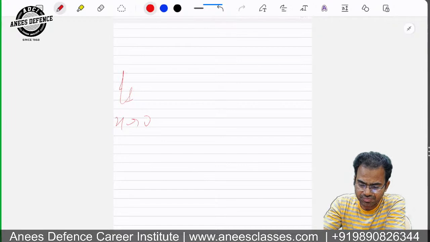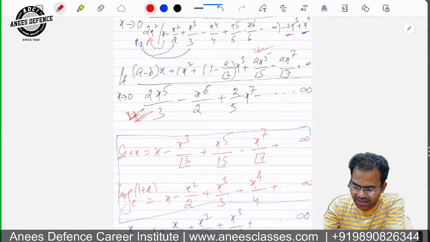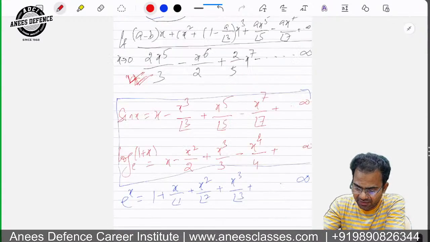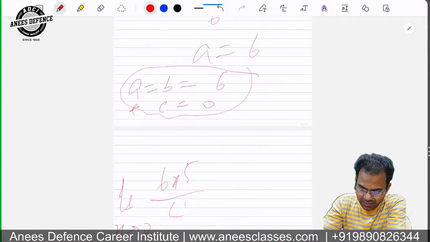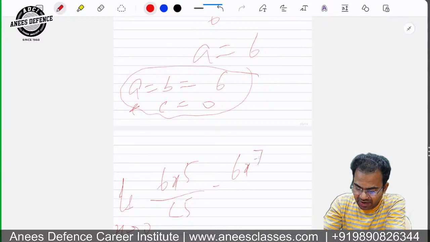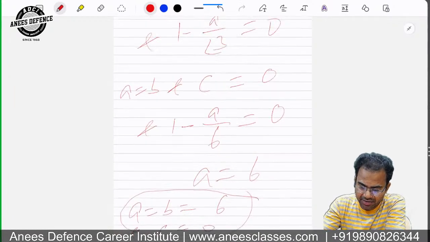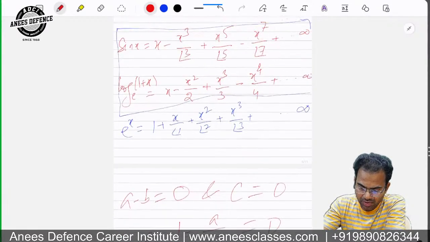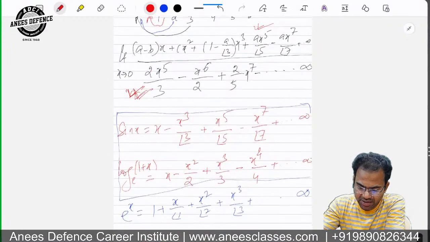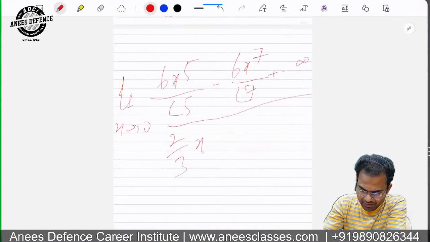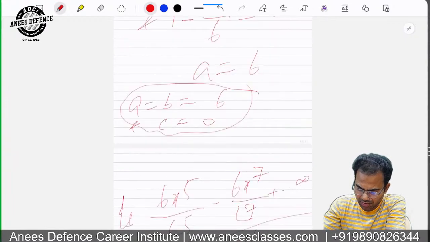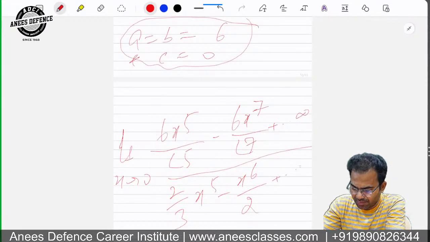Limit x tends to 0, a is 6. So we will write 6x to the 5 upon factorial 5 minus 6x to the 7 upon factorial 7 dot dot up to infinity. In denominator, 2 by 3 x to the 5 minus x to the 6 upon 2 plus dot dot up to infinity.